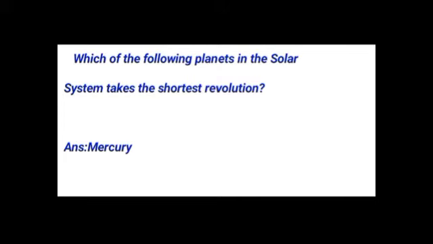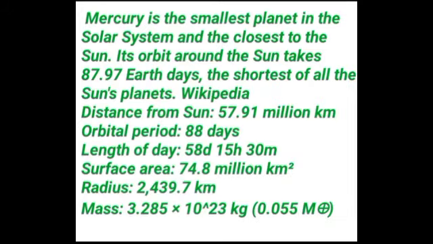Next question. Which of the following planets in the solar system takes the shortest revolution? Answer is Mercury. Mercury is the smallest planet in the solar system and the closest to the sun. Its orbit around the sun takes 87.97 Earth days, the shortest of all the sun's planets. The distance from the sun is 57.91 million km. Orbital period total 88 days.